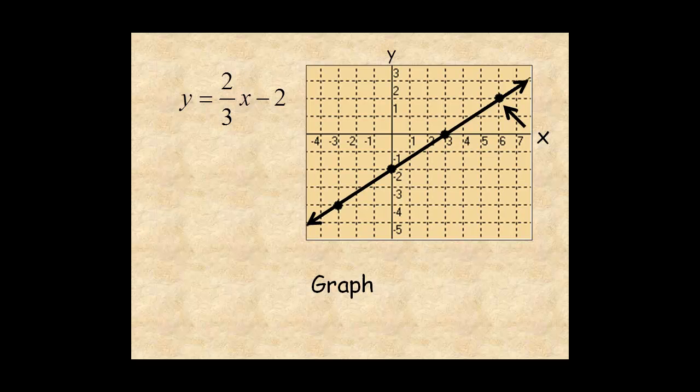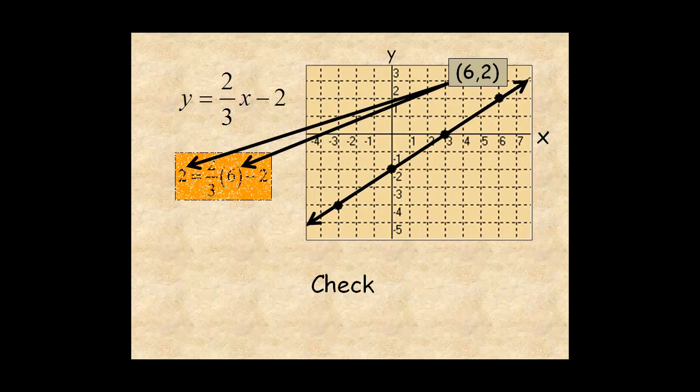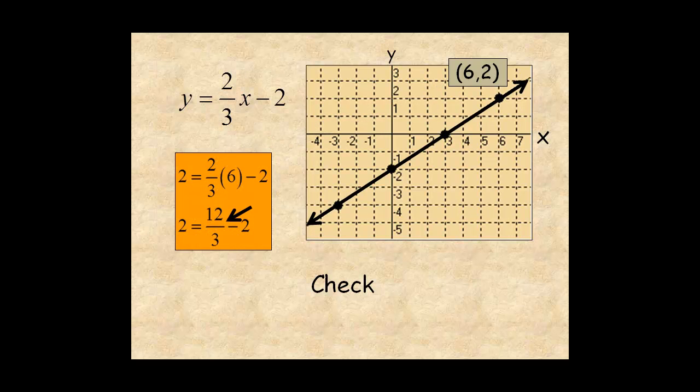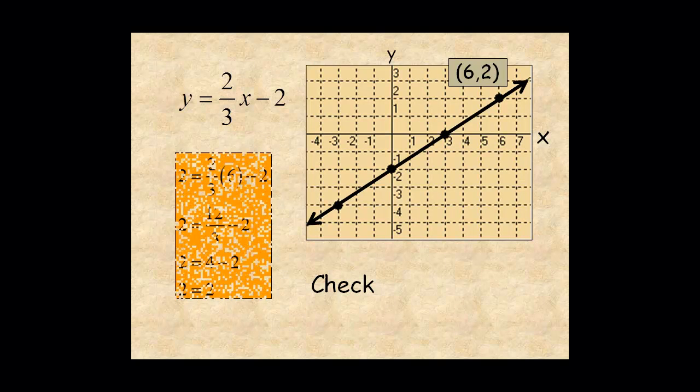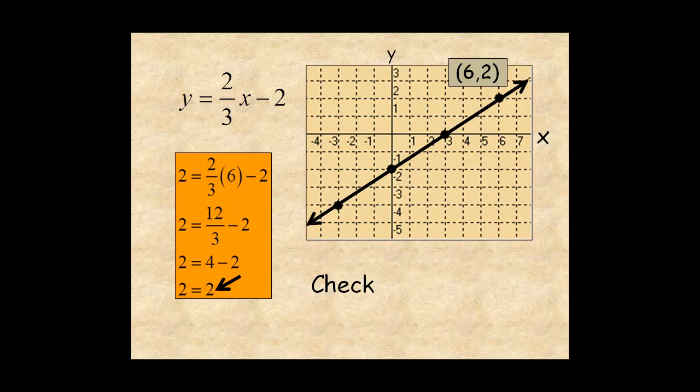Select an integer point on the graph, like 6, 2. If your graph is correct, the coordinates of the point should be a solution to the equation. Substitute x equals 6 and y equals 2 into the equation. 2/3 times 6 is 12 over 3. Then 12 over 3 is 4. And finally, 4 minus 2 is 2. And the graph checks.